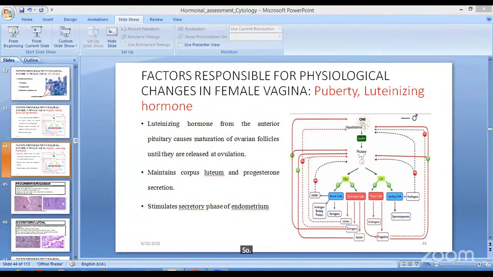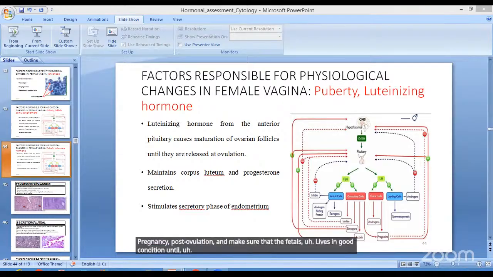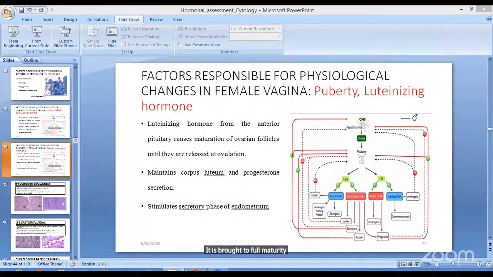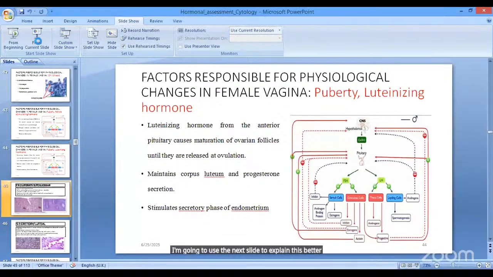So when progesterone is produced, it maintains pregnancy post ovulation and makes sure that the fetus lives in good condition until it is brought to full maturity. So progesterone has stimulatory secretory effects on the endometrium. I'm going to use the next slide to explain this better using the histological condition of the endometrium.